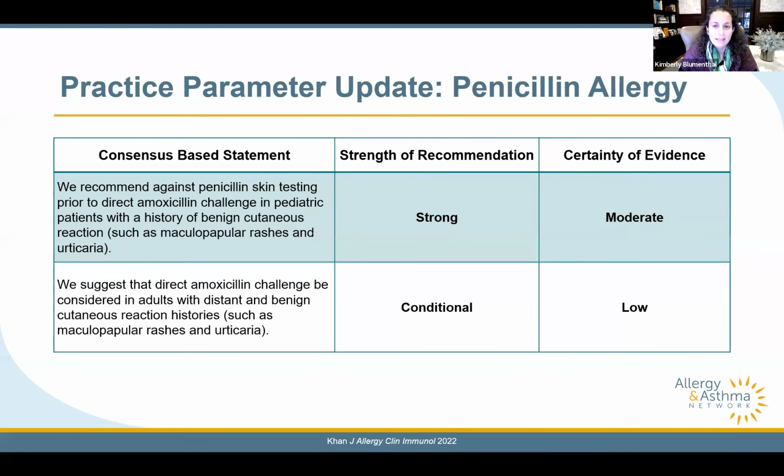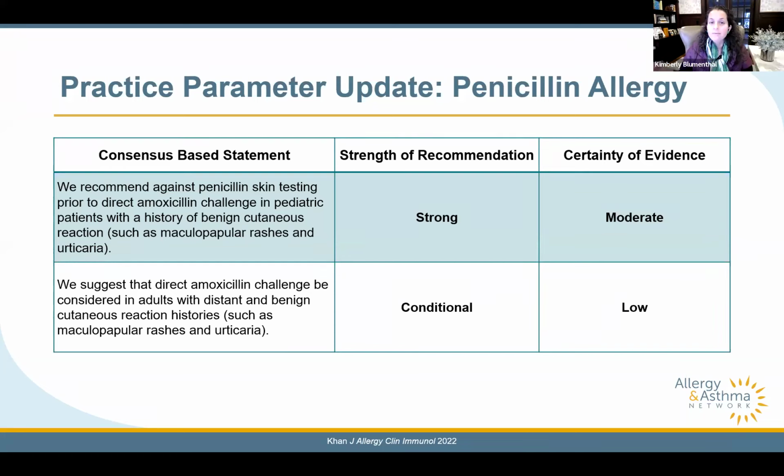A couple more penicillin allergy consensus statements. This is recommending against penicillin skin testing before the amoxicillin challenge in pediatric patients with a history of benign cutaneous reactions such as macular papular rashes and urticaria. The strength of the recommendation is strong and the certainty of evidence is moderate.